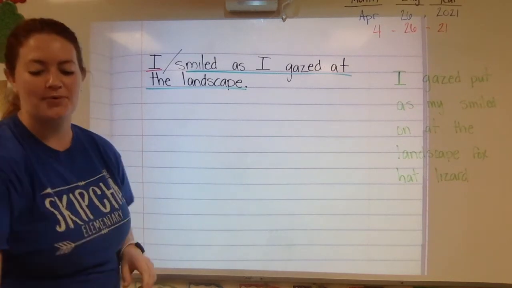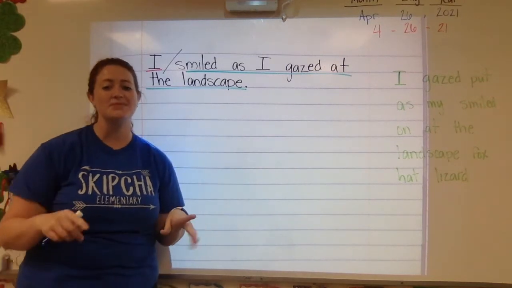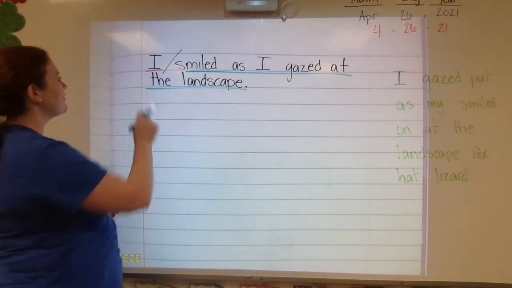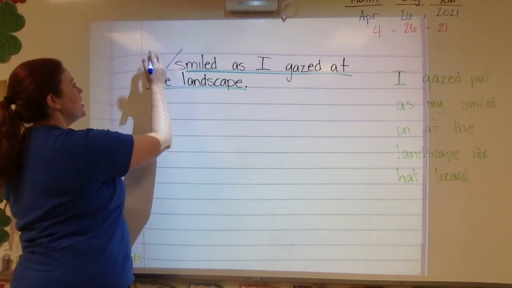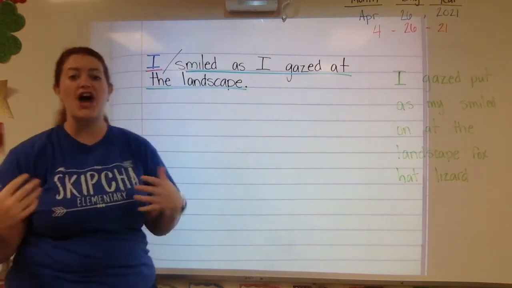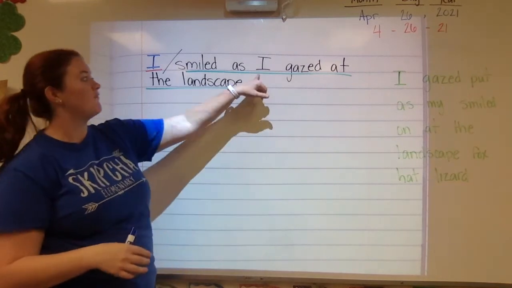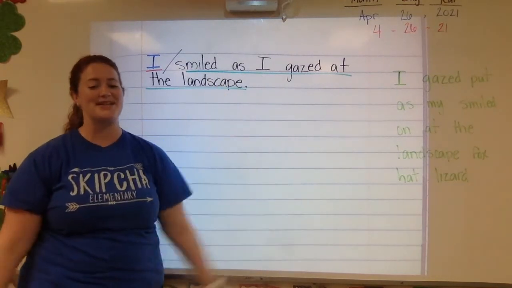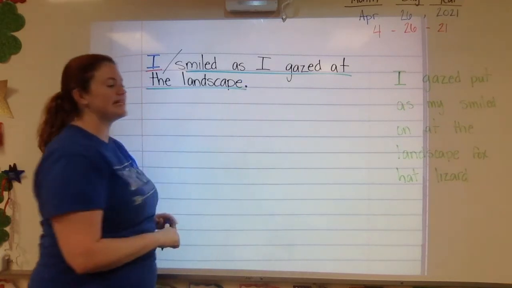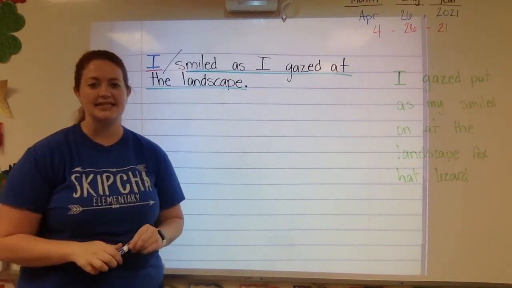Now, there's two more important parts that every sentence needs. Capital at the beginning and punctuation at the end. I do have a capital letter at the beginning, and that's good because it's the beginning of my sentence, and it was the word I, and I by itself gets capitalized no matter where it is in the sentence. Oh, and I do have punctuation. I used a period because it is a telling sentence.